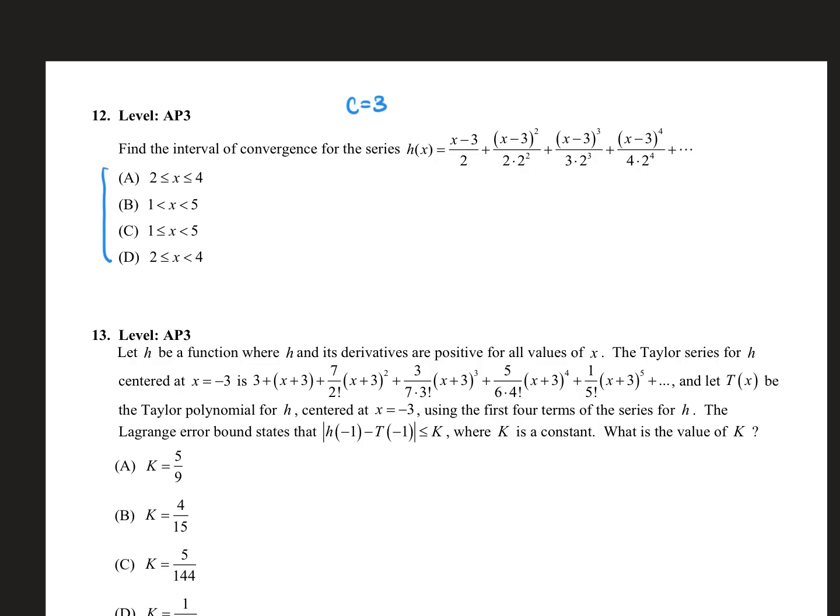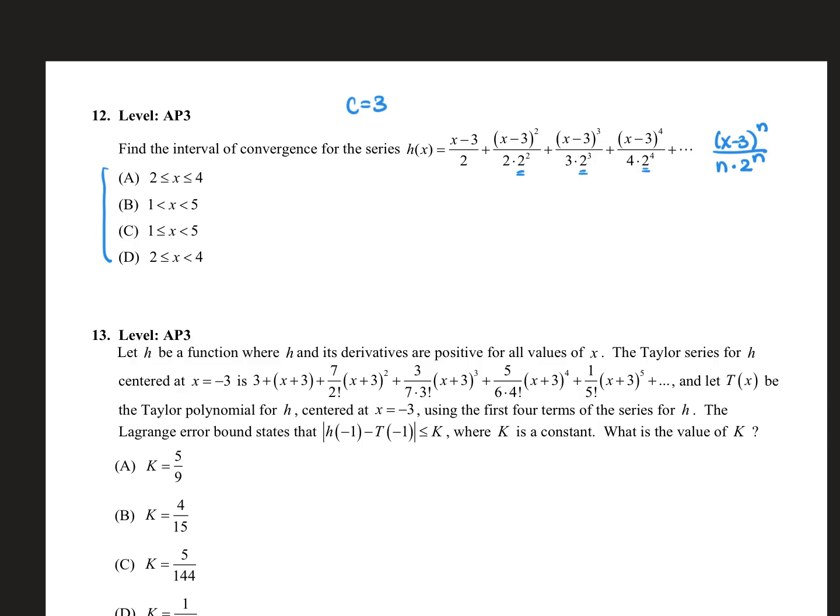So the next thing I'm going to look at is the endpoints. So do I think it's 1 and 5 or 2 and 4? Well, you see right here are geometric pieces. I'm expecting my radius of convergence to be 2. In general, this would be x minus 3 to the n over n times 2 to the nth.